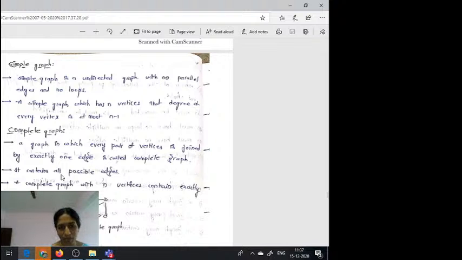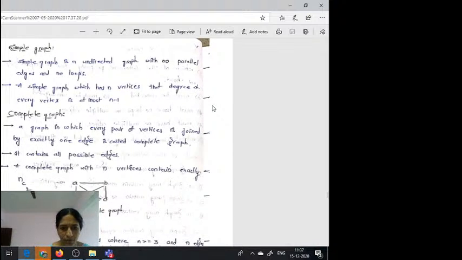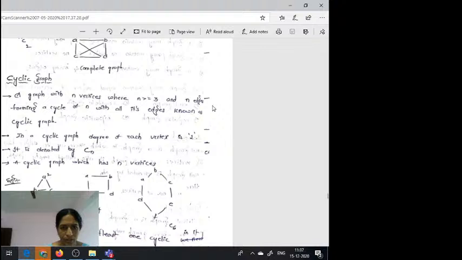That is the difference between the terms maximum and total. But in a complete graph there is no maximum term. The total number of edges is n into n minus 1 divided by 2. Okay, that's why this is the formula. And next one more, that is the cycle graph.